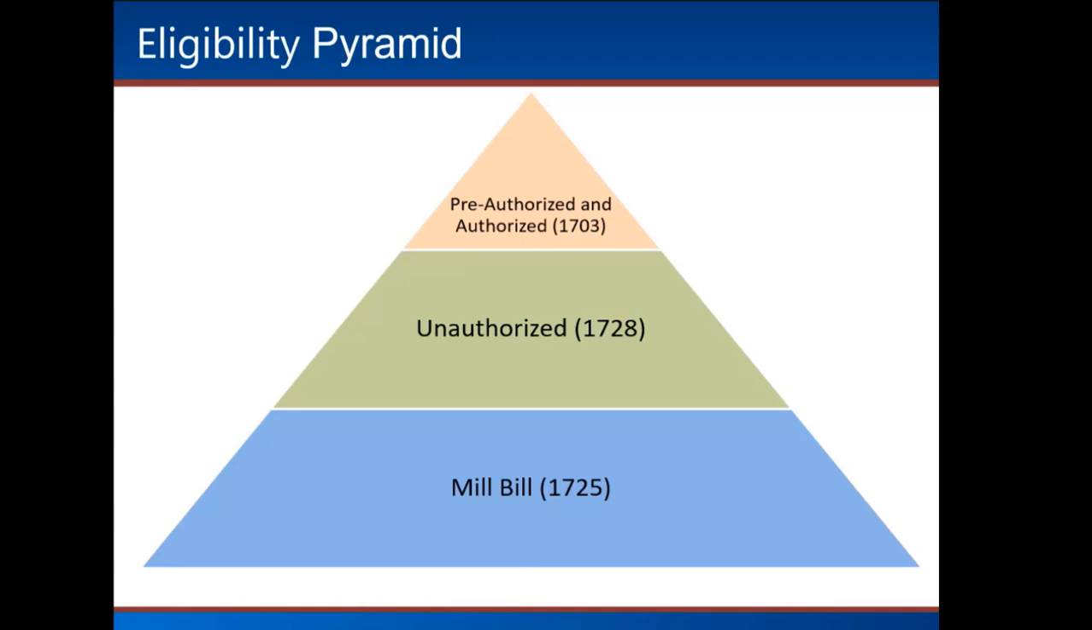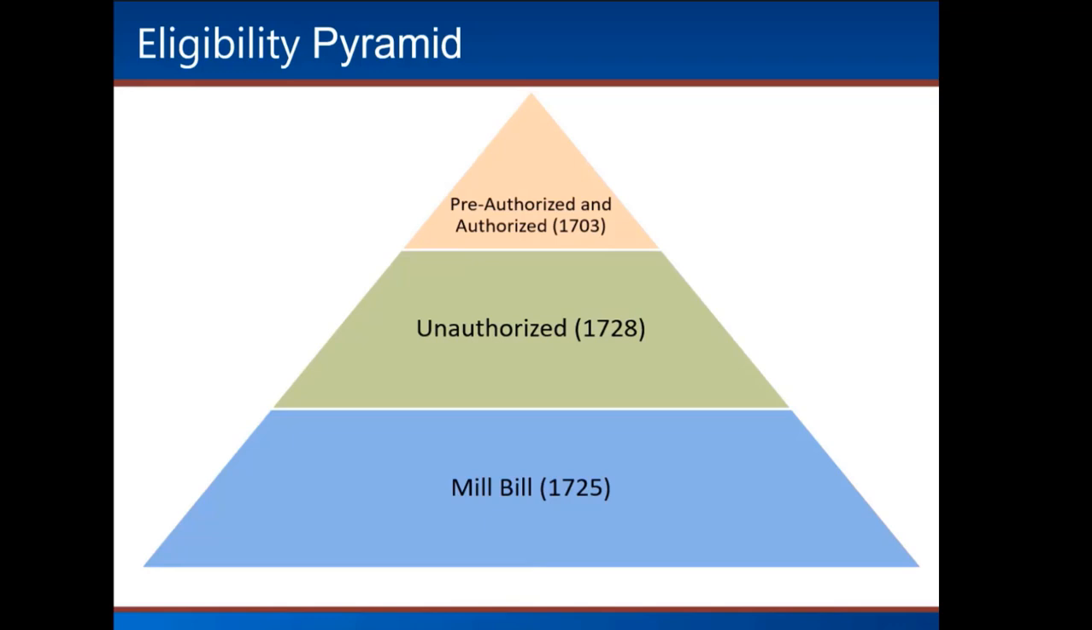As you see here, we have our eligibility pyramid. Even with the implementation of Mission Act, this has not changed. 1703 authorized care is also referred to as Mission Act or pre-authorized care and is at the top of the eligibility pyramid. Any enrolled veteran is eligible under Mission Act if administrative eligibility is met for emergency care.